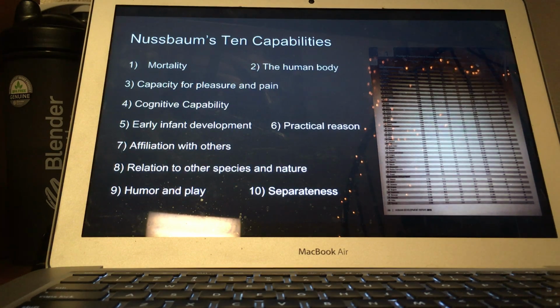Practical reason. All humans also possess the ability to reason, to think and make choices throughout their lives and function according to their own decisions. Similar to cognitive capability, the ability to reason is essential to being human.